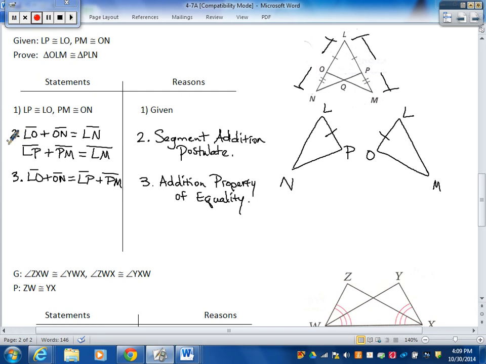Now, if we combine step 2 and step 3 together, we would then know that LN has to be equal to LM. And how is that? Well, if LN equals this, I can put LN in for that. And if LM equals this, then I can put LM in for this. And remember, that is called substitution. Okay? So I'm going to go ahead and mark this with this.